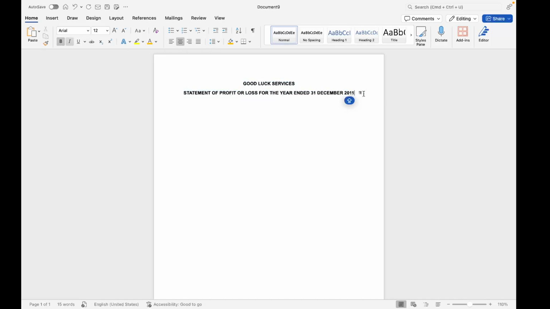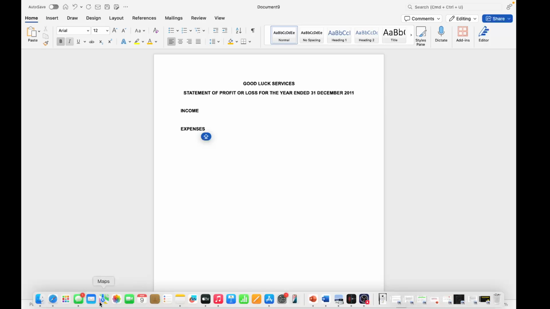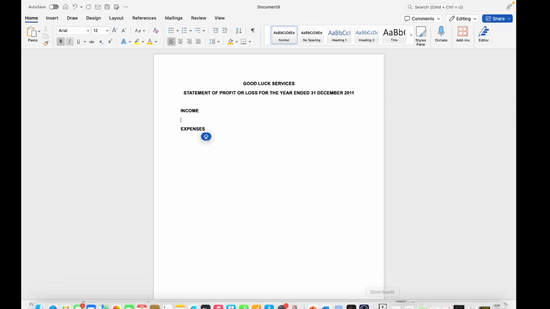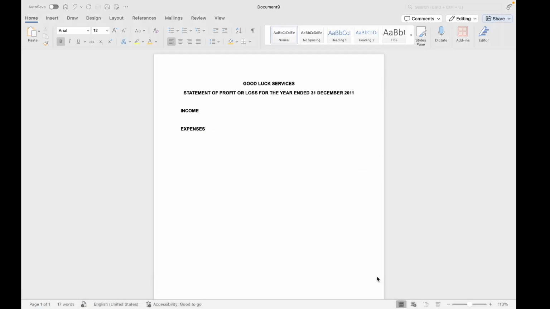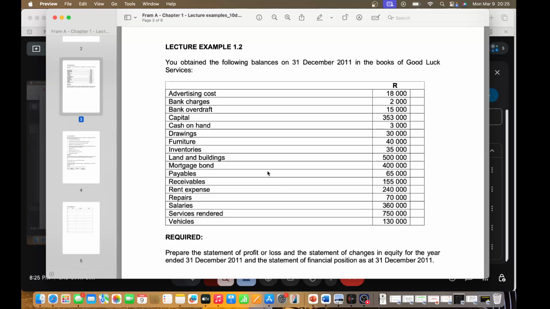Once you figured that out, then it's important to know our format. It's always going to be our income and then our expenses, and then we just need to know what goes where. So we need to come back to our information and look at our incomes and expenses. To make things easier for ourselves, we can just highlight them. So let's just go in order.